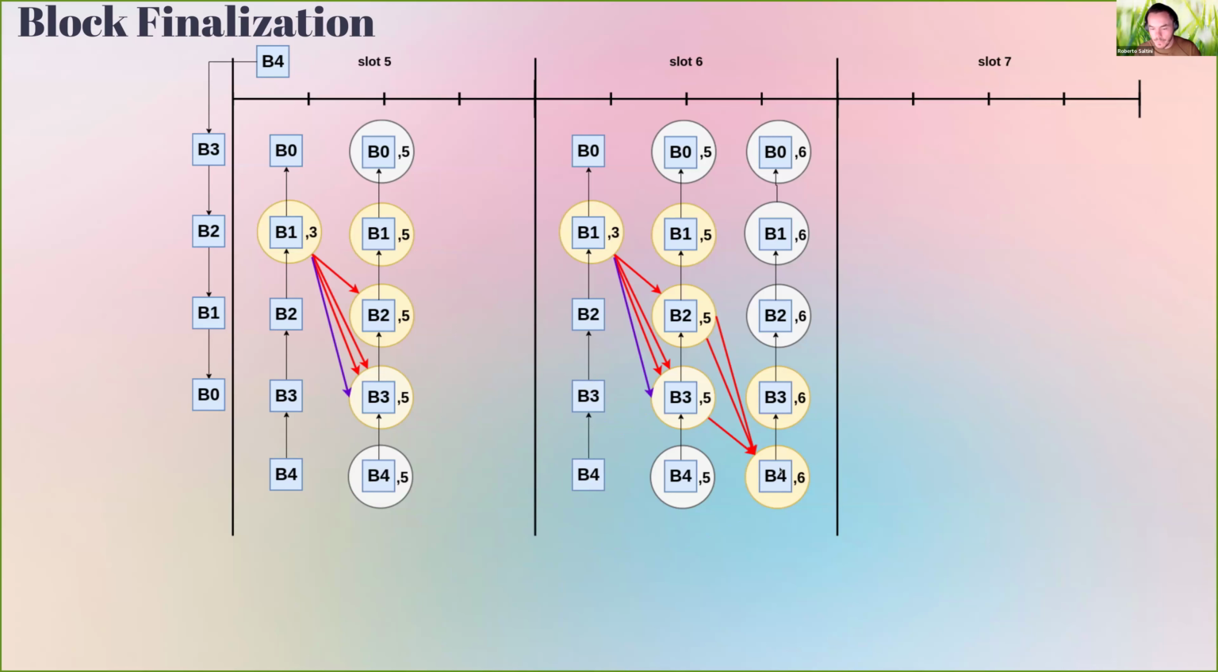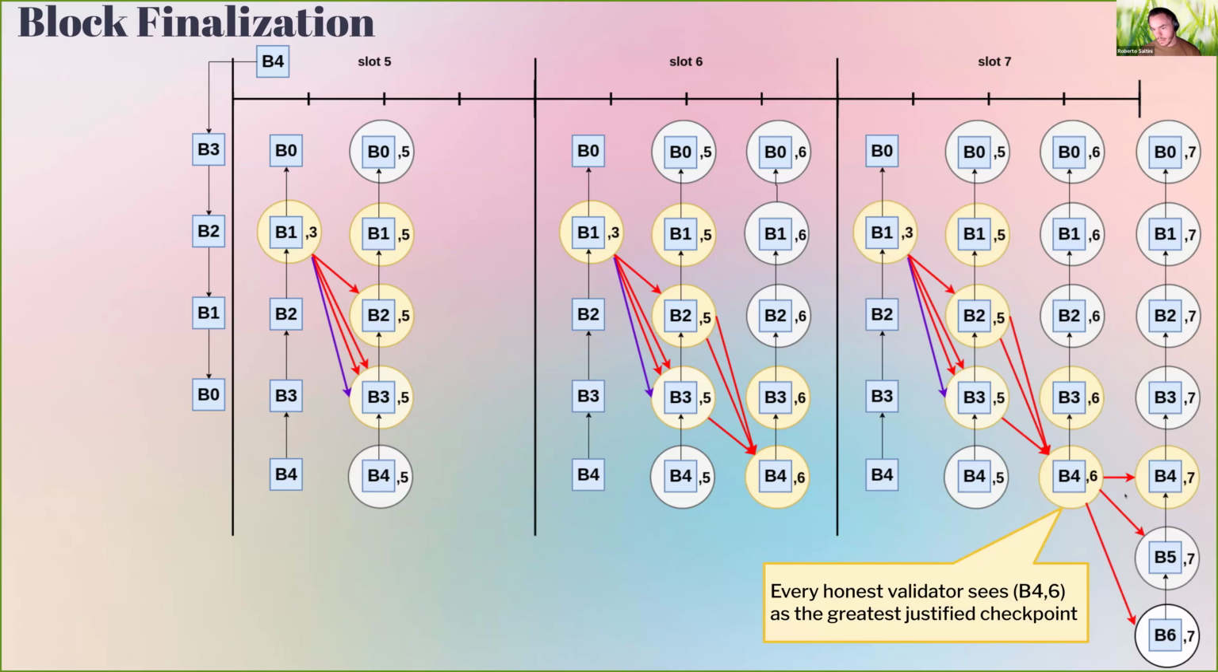What matters is that B4-6 will be seen as the greatest justified checkpoint by any honest validator at the next stage. And because of this, you see the last set of FFG votes all have the source, the checkpoint B4-6, and potentially different targets, but this doesn't matter.